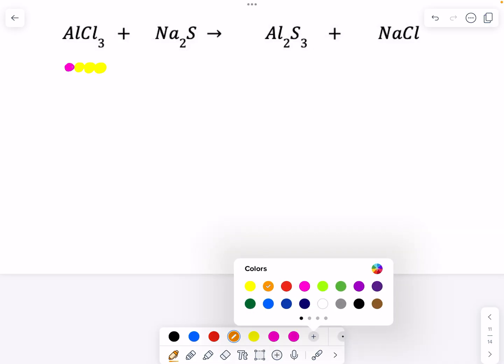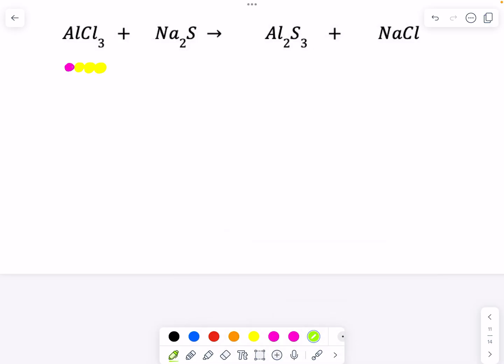Let's try to pick what you have. I'm going to do green. Okay, so we have 2 Na's and a sulfur. I'll do blue. Okay. All right, let's draw it on the other side. So aluminum, we got 2 of those, and then 3 sulfurs, which for me was blue. Okay, and then we got an Na, which was green, and a chlorine, which is yellow.